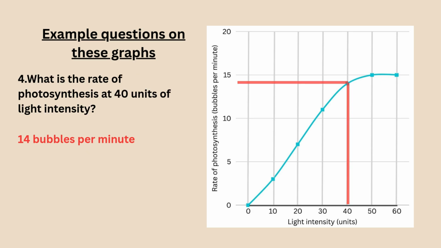What is the rate of photosynthesis, or the number of bubbles per minute at 40 units of light intensity? So if we draw a line upwards from the 40 to the graph line, and then from the graph line horizontally towards the y-axis, we can read off that there are about 14 bubbles per minute being produced.